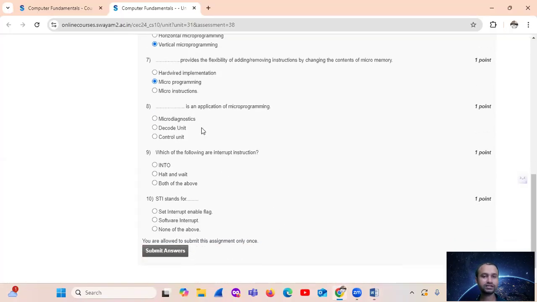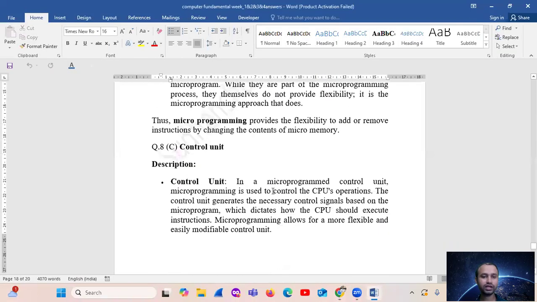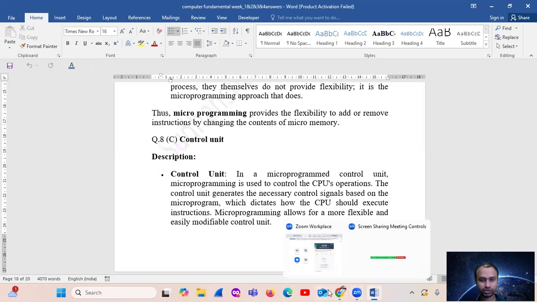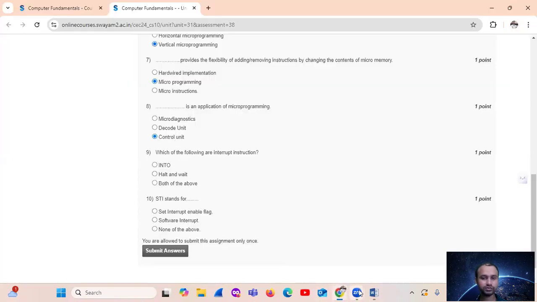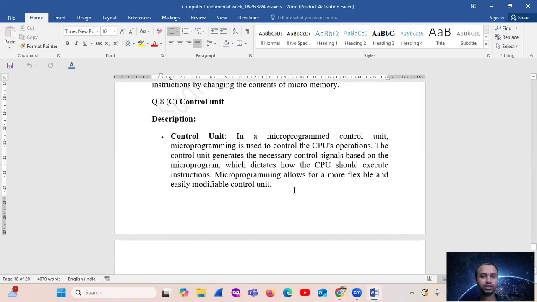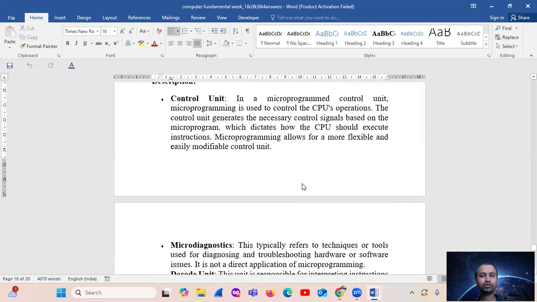Question number 8. JAS is an application in microprogram. So microprogramming का application क्या है? Control unit. Option number C. Control unit क्या है? In a microprogram control unit, microprogramming is used to control the CPU operations. The control unit generates the necessary control signals based on the microprogram, which states how the CPU should execute instructions. So microprogramming allows for a more flexible and easily modifiable control.